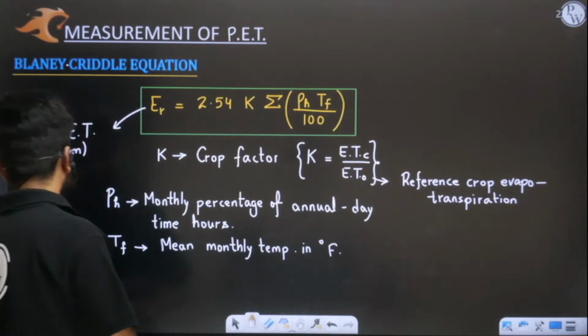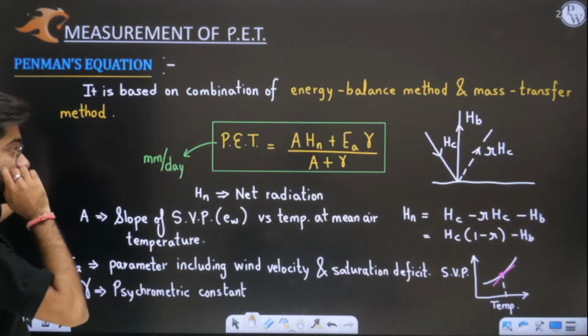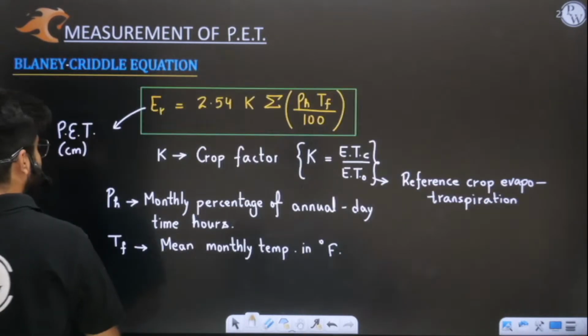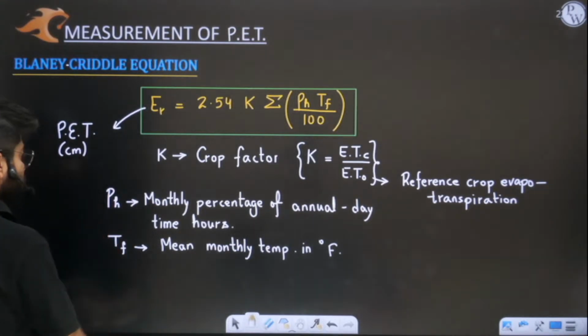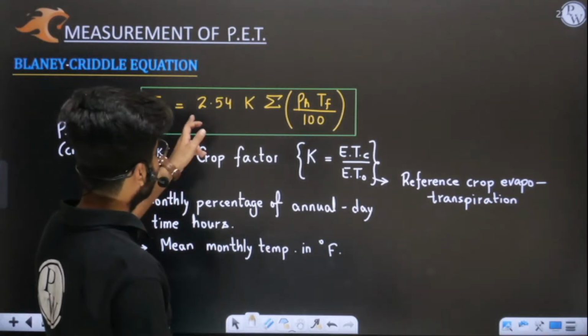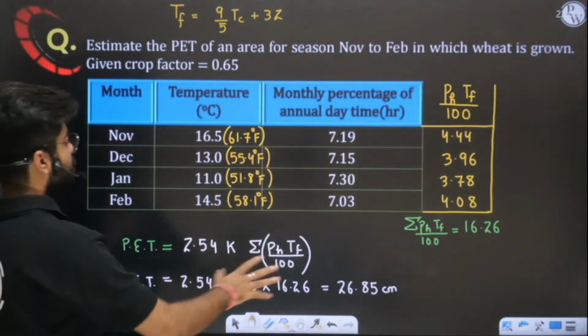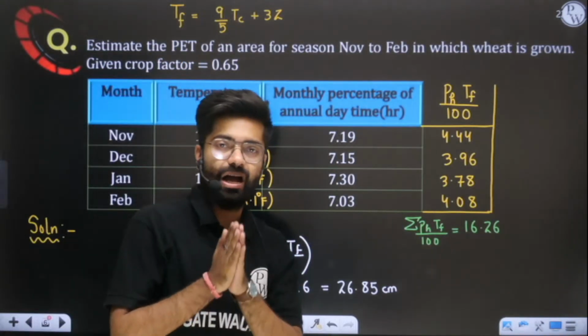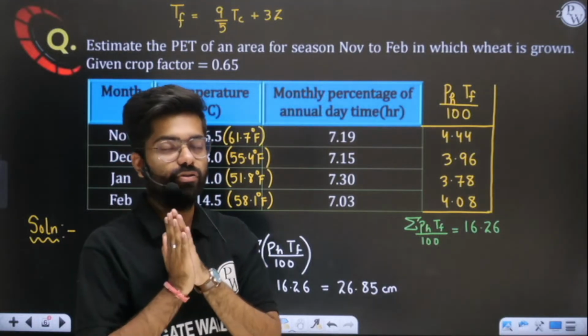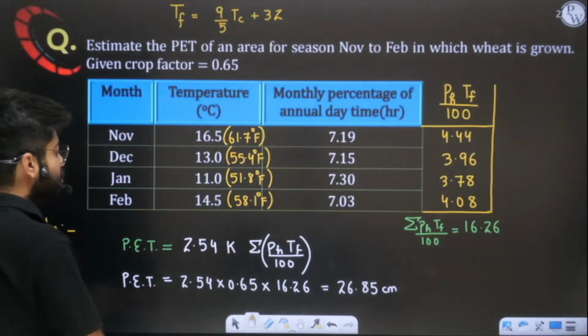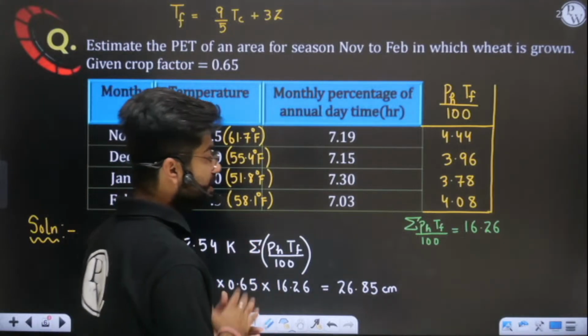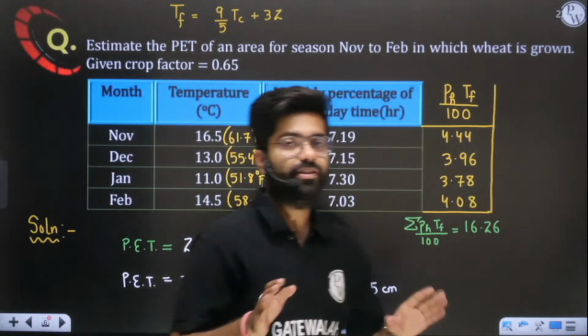Now we were discussing that potential evapotranspiration is determined by the Penman equation and the Blaney-Criddle equation. We also solved one example. This formula is 2.54 K summation pH TF upon 100. Okay, so this was the example with the help of which we have understood how to evaluate potential evapotranspiration with the help of the Blaney-Criddle equation. Okay, so I hope till here everything is clear to you.